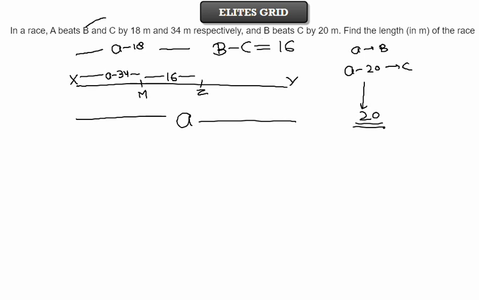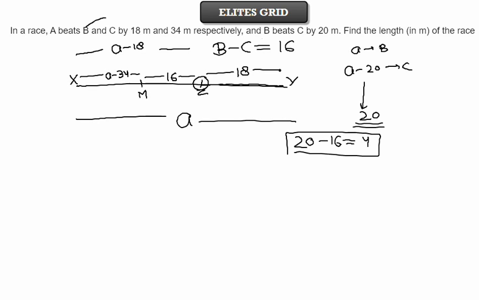But at this point this gap is 16. That means we need an extra gap of 4. That means we need 20 minus 16 is equal to 4 gap. This gap will be maintained when B will cover the distance from Z to Y, that means the distance of 18. When B will cover this 18 distance, then the gap between B and C will be 4.